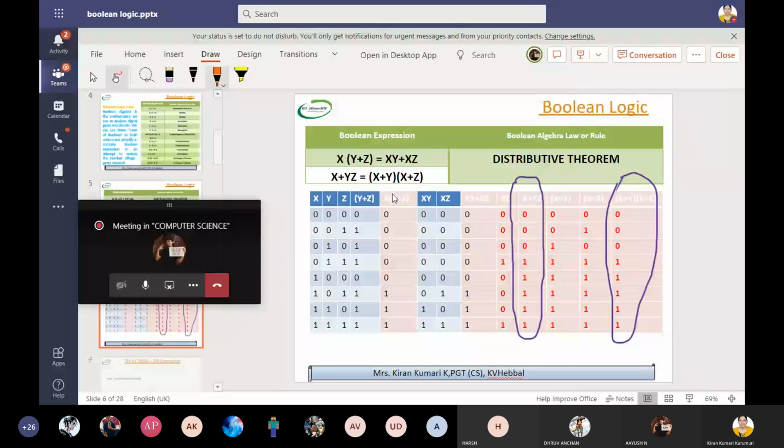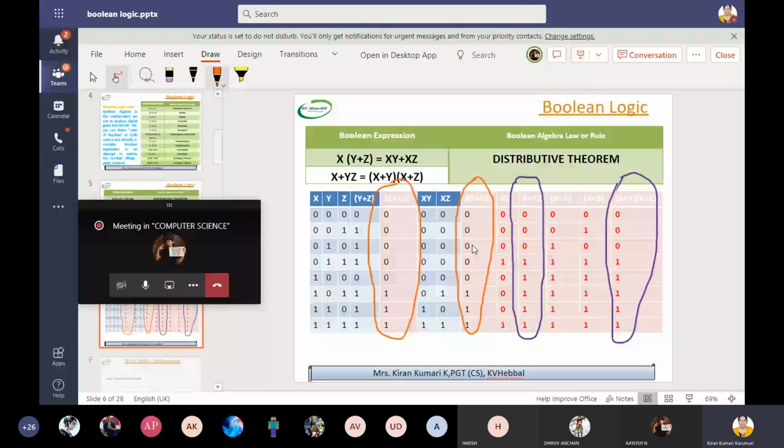So this column and this column. Got it, children? These two must be the same and these two must be the same. This orange highlighted one is the first part of the theorem and the second one is the other. So altogether, two parts of both theorems we proved in the same table.